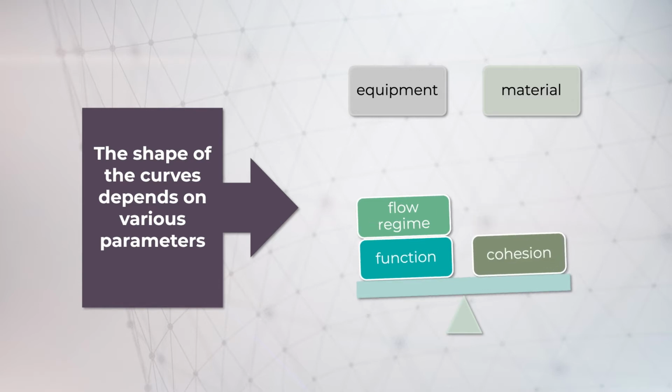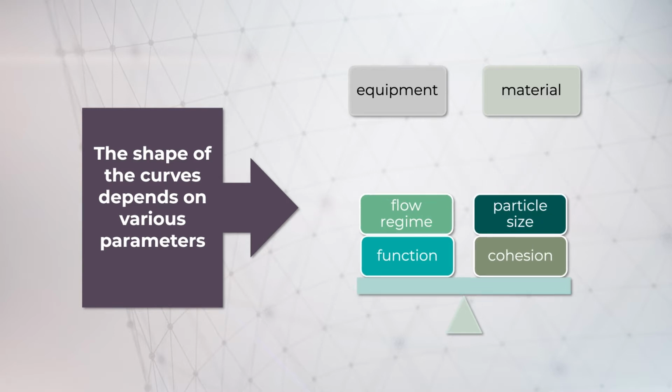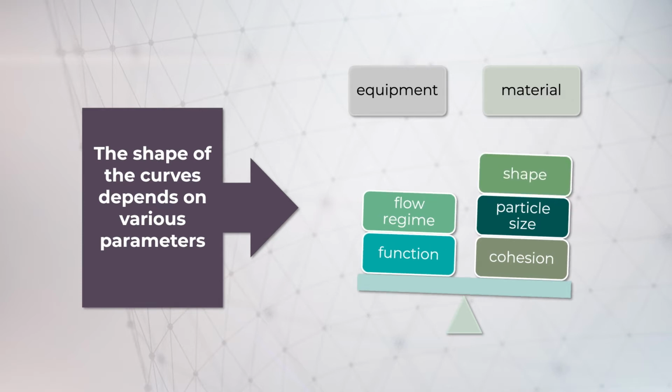The material is the second major influencing factor for the shape of the curve. Is the material cohesive or free-flowing? What is the mean particle size? And is there the risk of segregation due to size differences? What is the shape of the particle? These, among other parameters, play a significant role in the form of an RTD curve.